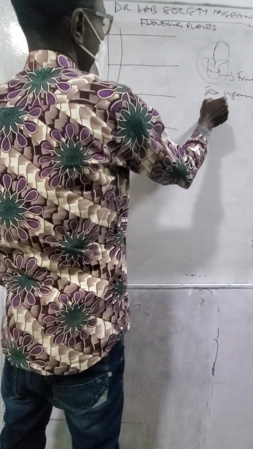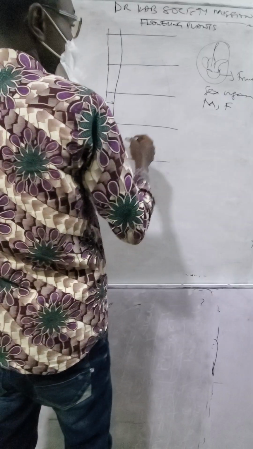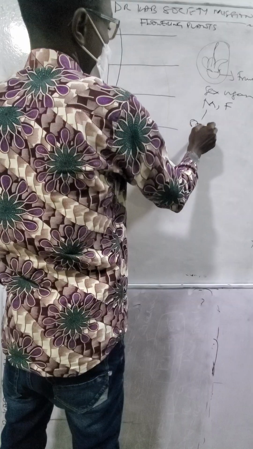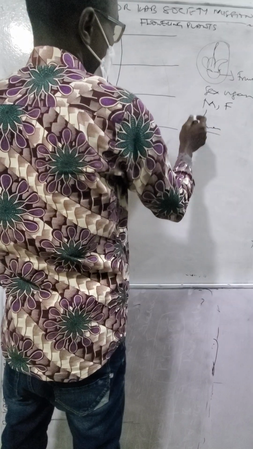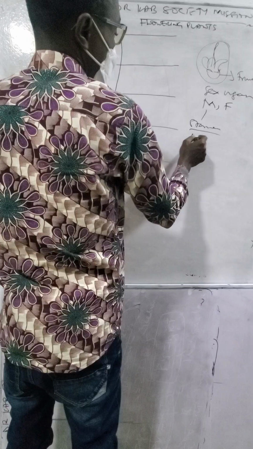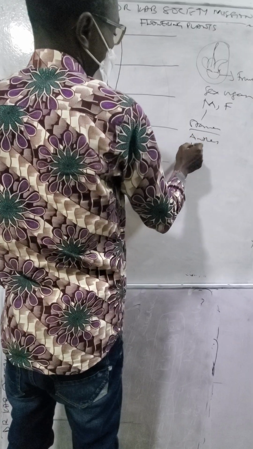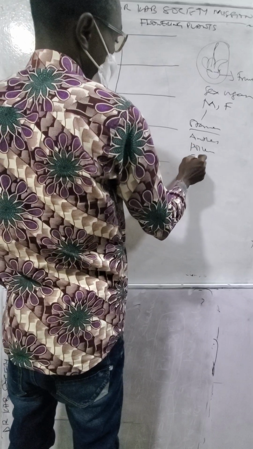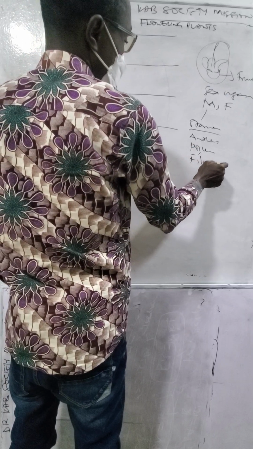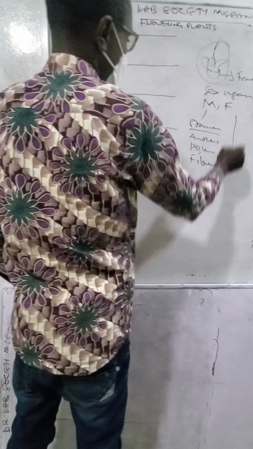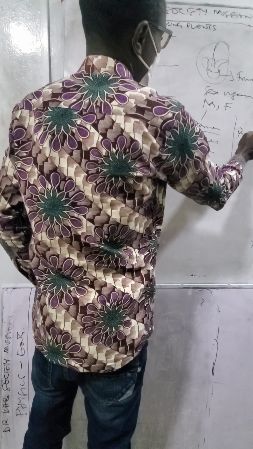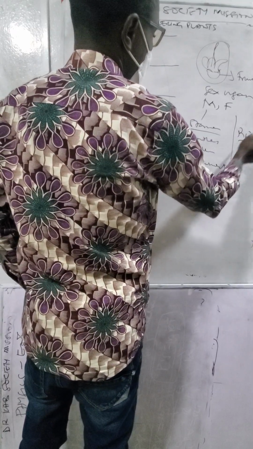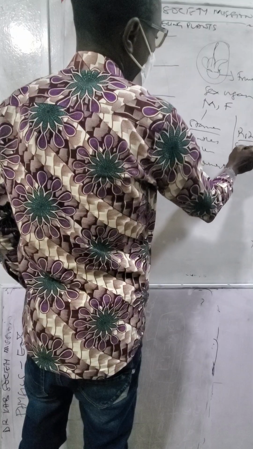So it will have a male part and a female part. The male part is called the stamen, which has the anthers and the pollen grains, with the filament supporting it. Then we have the pistil, which is the female part, or the carpel. That one has the stigma.